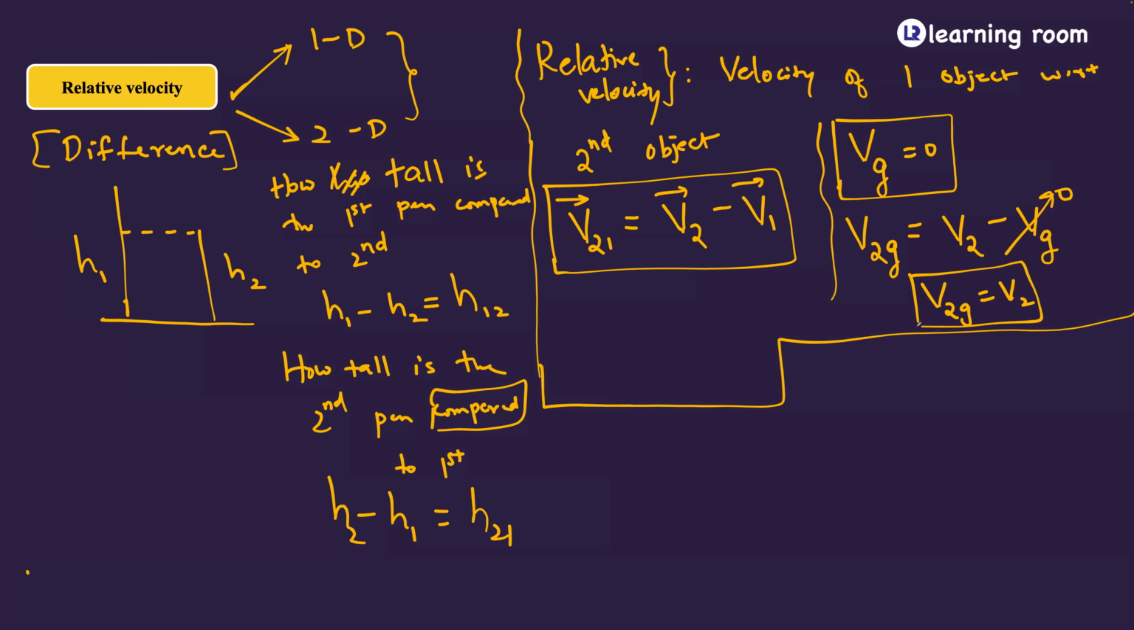But we don't write V2G every time. You need to understand that when we write V2, it is the absolute velocity. So if you compare any velocity with respect to ground, you call it absolute velocity. If you compare the velocity of one object with respect to another, you call it relative velocity. So the second object should not be grounded. That's it. I hope this makes sense. So this table is what you need to know to solve any problem. So make a note of it.